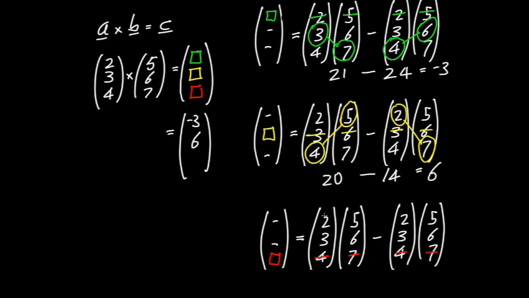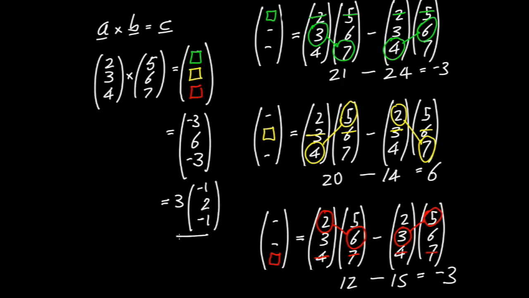It's the same pattern as the first, falling diagonal first, so 2 times 6, and subtract, which is 12, and then subtract off the rising diagonal, 5 3s are 15. Alright, so that's going to be minus 3. Pop that in. We see that we have quite a simple vector here. There's a common factor of 3. Let's bring that out. 3, then minus 1, 2, minus 1. That is our vector C. That is A cross B.